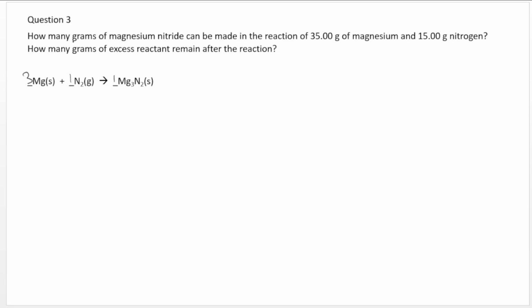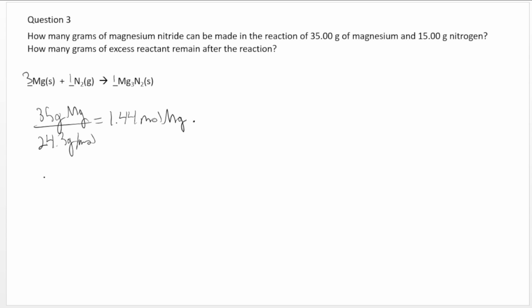So we're done. So let's figure out what is made. We have 35 grams of Mg. We're going to divide that by 24.3 grams per mole because that's the molar mass of magnesium. This is going to be 1.44 moles of Mg.